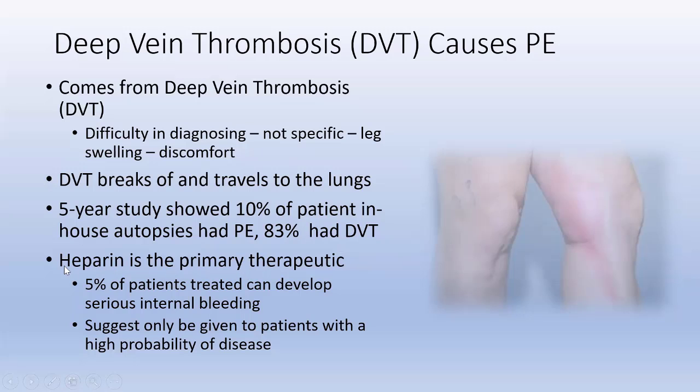Another fact I'd like to throw out at you is that heparin is the primary material given from a pharmaceutical therapeutic standpoint to treat DVTs, as well as PE. This is a great thing to know. However, what I want to point out is that in 5% of all patients that get this type of anticoagulant, sometimes we get serious internal bleeding, which would be indicated by a drop in the patient's hematocrit level. So while we want to treat these patients with concerns of PE, it's probably also important to realize that we really only want to treat them if there is high probability for disease.